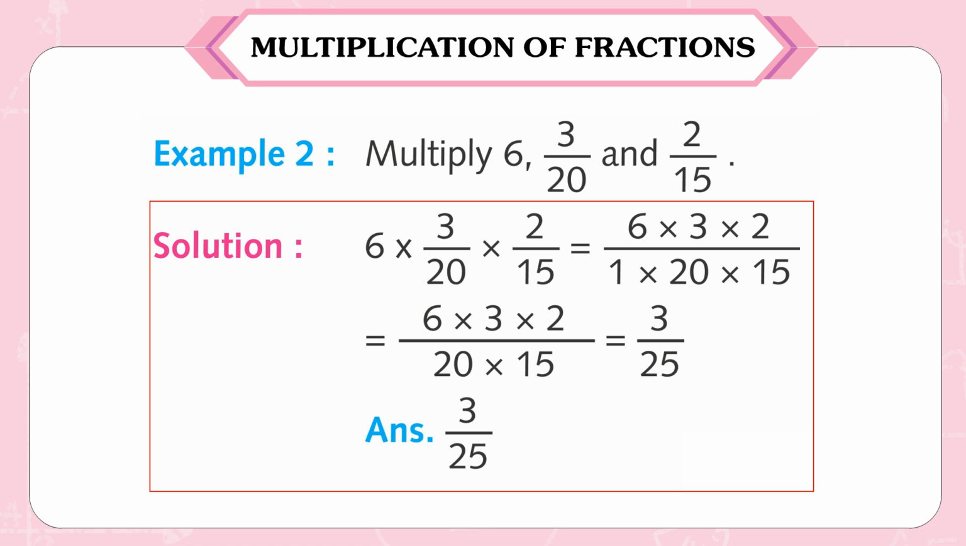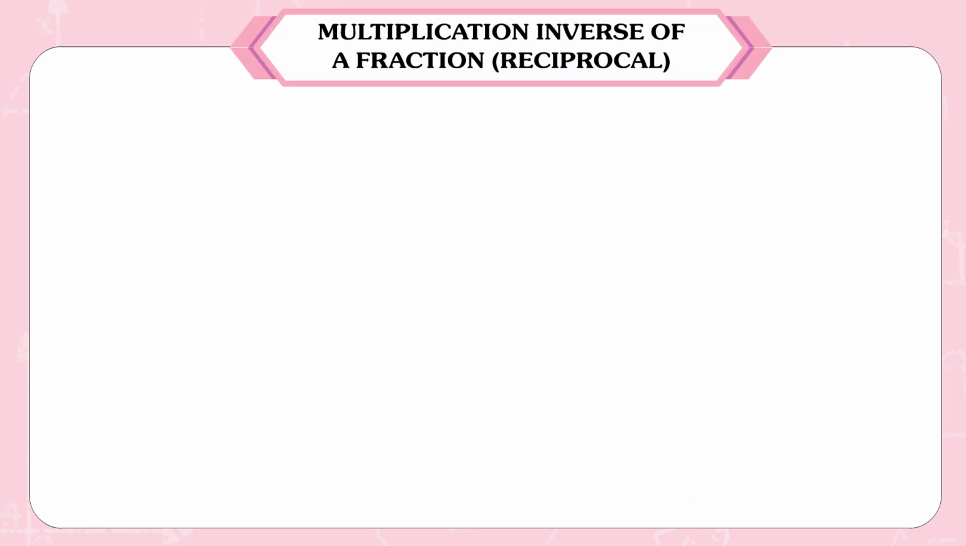Example 2. Multiply 6, 3 upon 20 and 2 upon 15. Solution. 6 into 3 upon 20 into 2 upon 15 is equal to 6 into 3 into 2 upon 1 into 20 into 15 is equal to 6 into 3 into 2 upon 20 into 15 is equal to 3 upon 25. Answer. 3 upon 25.